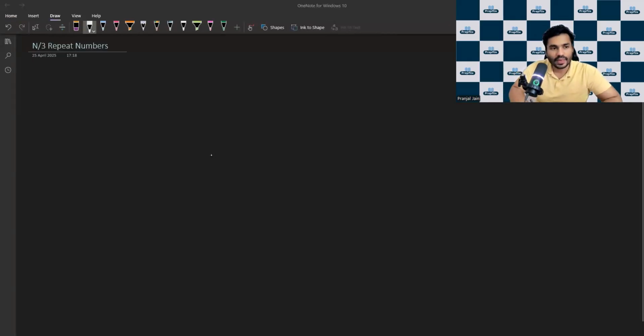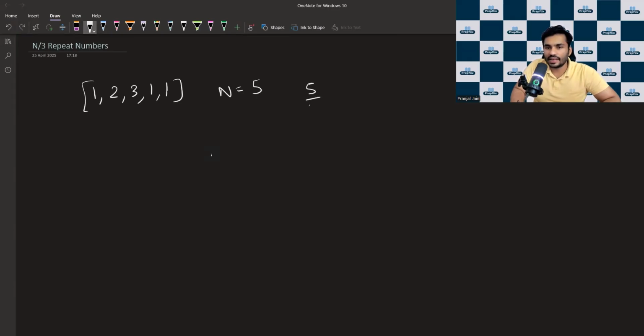So the example we took was 1, 2, 3, triple 1. So here n is basically the size of the array. Size is 1, 2, 3, 4, 5. There are 5 numbers in it. So n is equal to 5. N by 3, so 5 by 3, that is equal to 1. Is there any element that appears more than once in this particular array? Yes, there is. 1 appears more than one time. So 1 has to be the output.